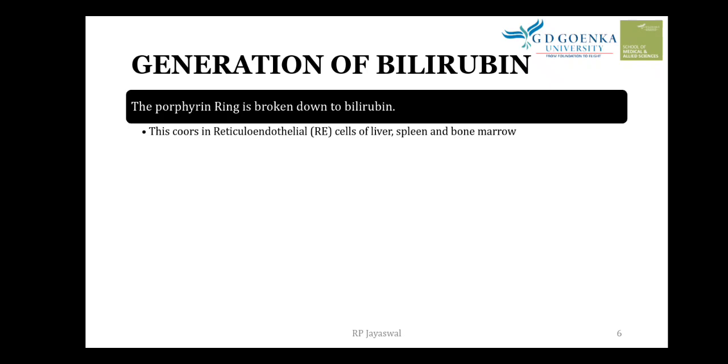So we have reticuloendothelial cells, which is one of the systems which provides immunity to our body, and it contains different protective cells present in the different tissues, and the cells are very specific. And so reticuloendothelial cells of liver, spleen, and bone marrow are capable of uptaking the senescent red blood cells and liberating the bilirubin.